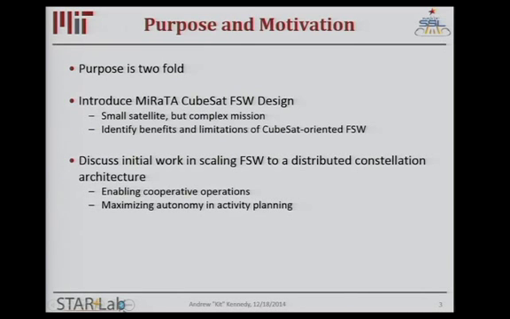So the purpose and motivation for this talk is twofold. First one, like I said, introducing our CubeSat flight software design. So this is a small satellite, but it has a complex mission, as you'll see. And I want to identify some of the benefits and limitations of CubeSat-oriented flight software. And then I'm going to discuss initial work on scaling the flight software up to a distributed constellation architecture. So enabling cooperative operations, specifically observations in a remote science, remote sensing constellation, and then maximizing autonomy and activity planning.